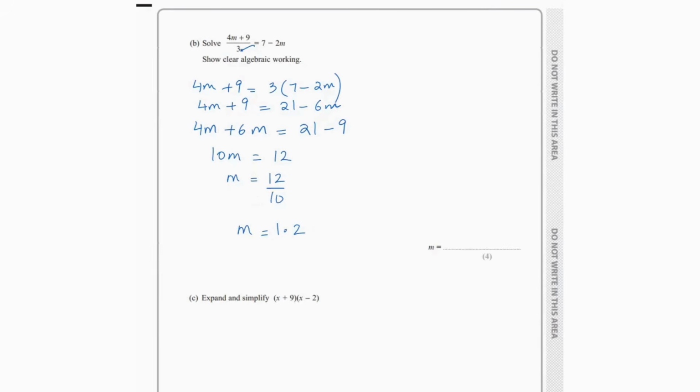Very simple. These are the easiest 4 marks once again. You need to work on your algebra if you think you're weak in algebra, because majority of the paper is algebra. So if your algebra is strong, you can get good marks.